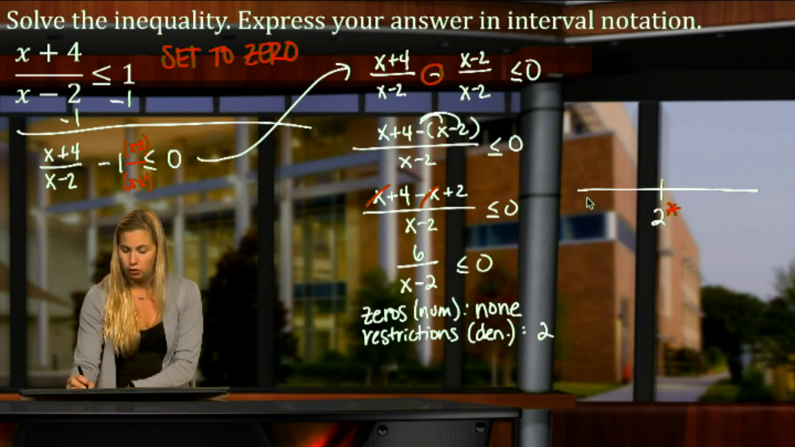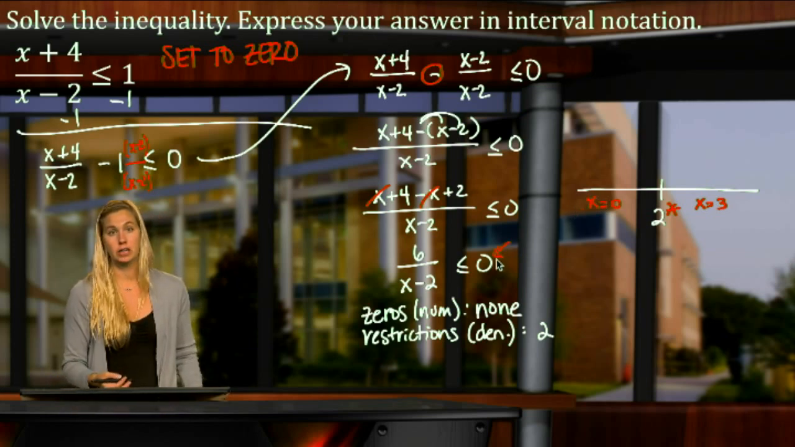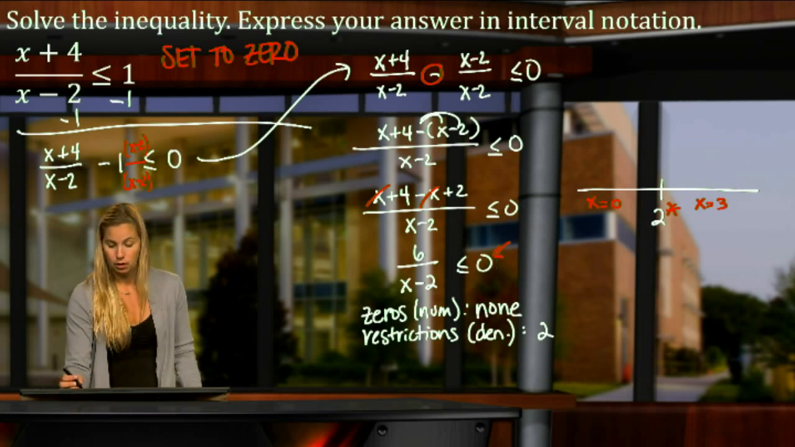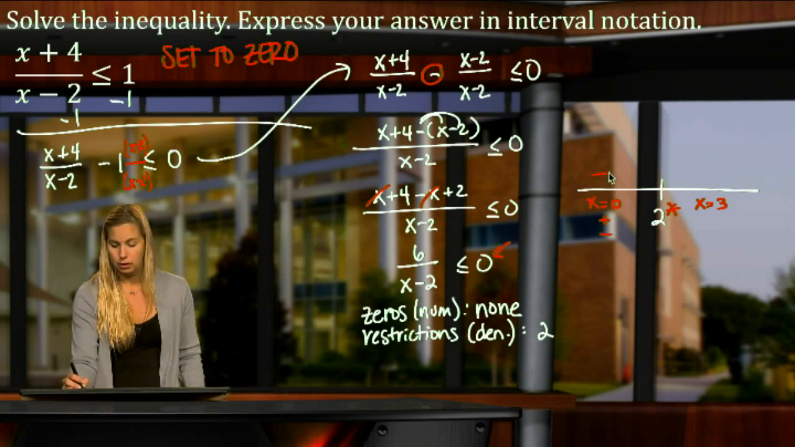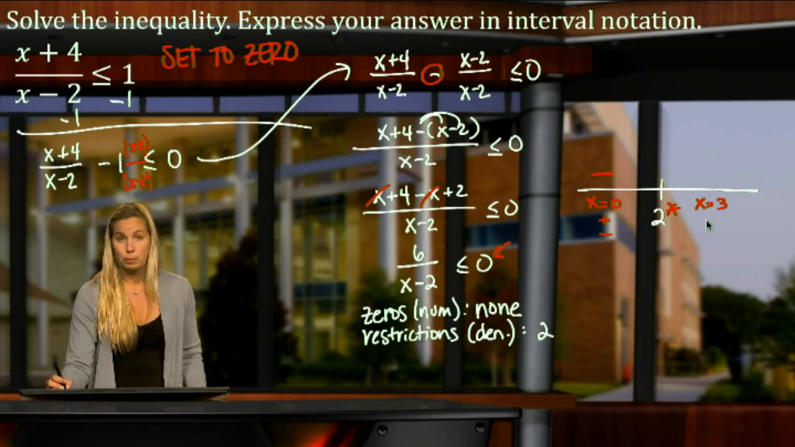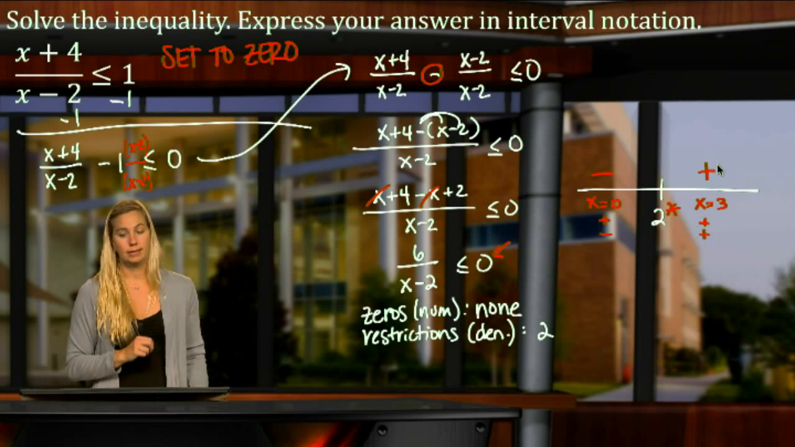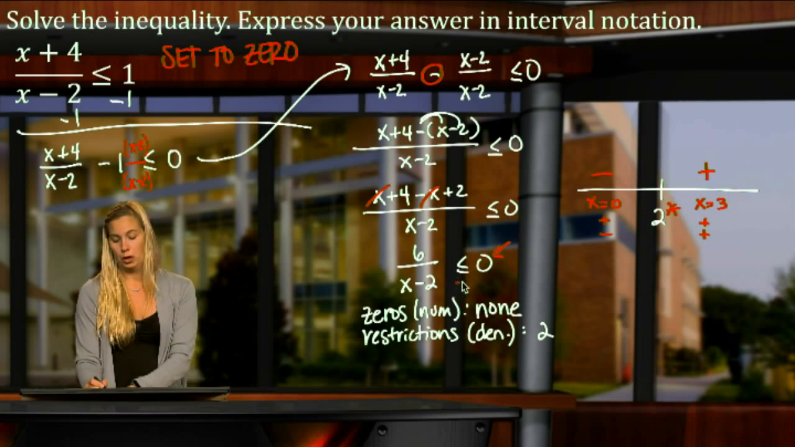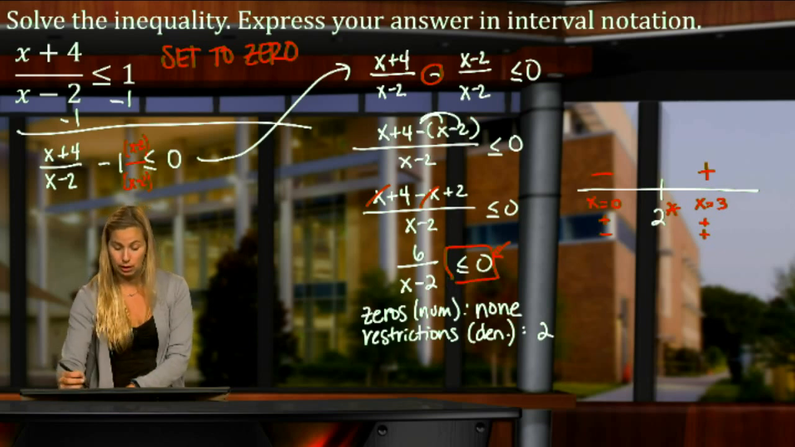So testing a value in each interval, we're going to test x equals 0 and x equals 3. And we're using, again, that final version of the inequality, the 6 over x minus 2. The numerator is always going to be positive because 6 is positive. And then 0 minus 2 is negative. Positive divided by a negative number is negative. When we plug in x equals 3, the numerator is still positive, and 3 minus 2 is also positive. So the quotient will be positive. We're looking for where the rational expression is less than or equal to 0. So that's our negative section.